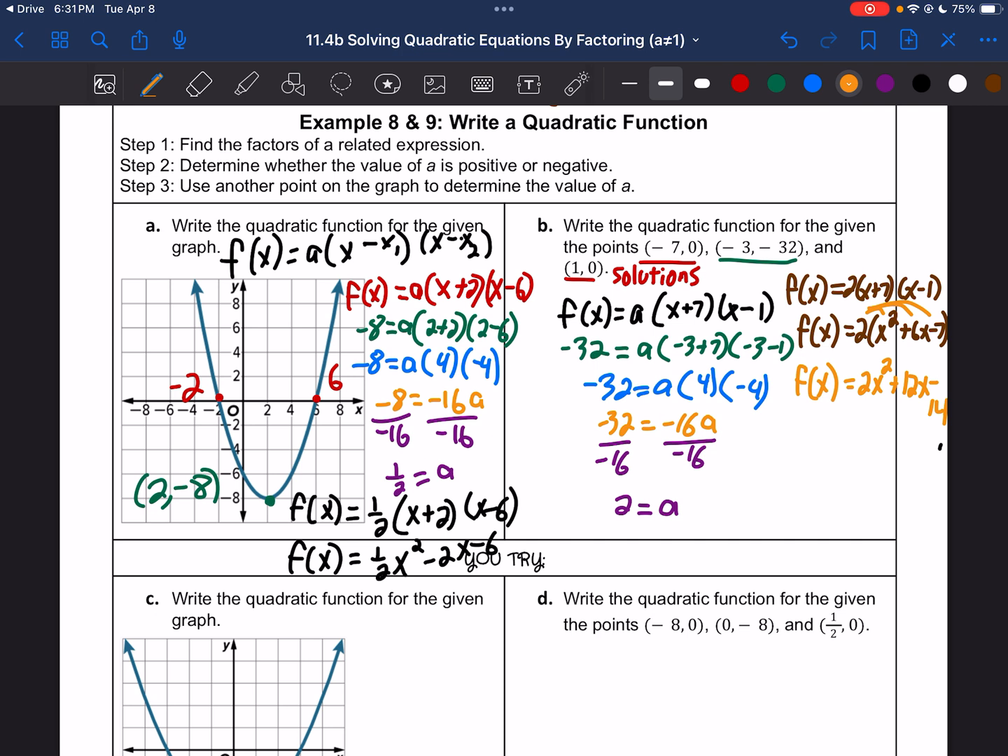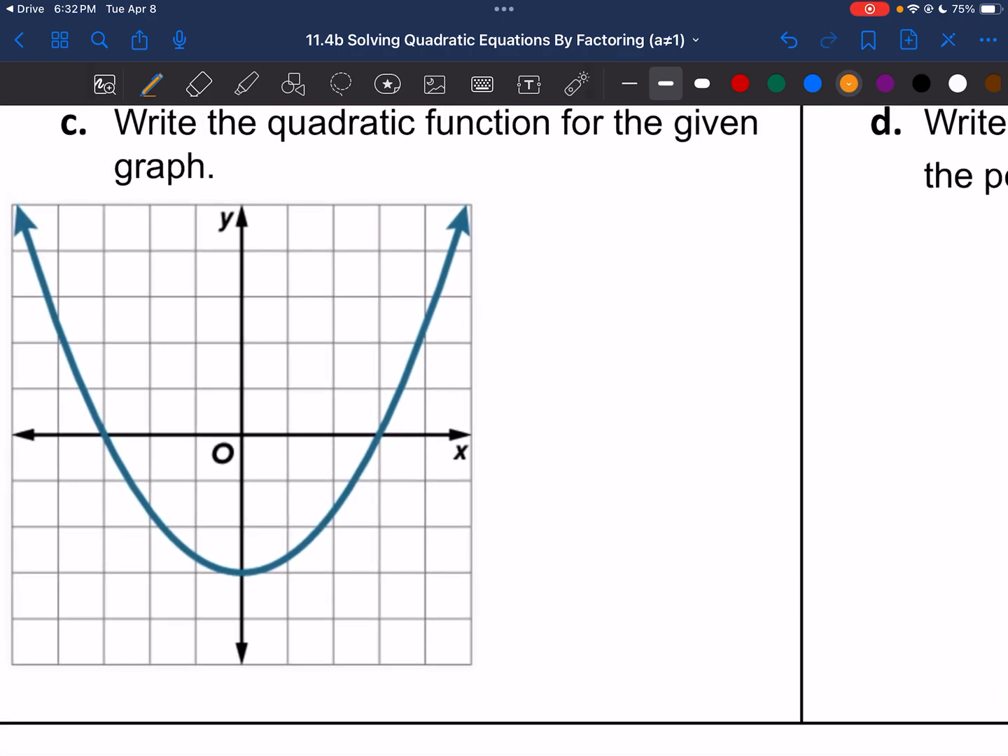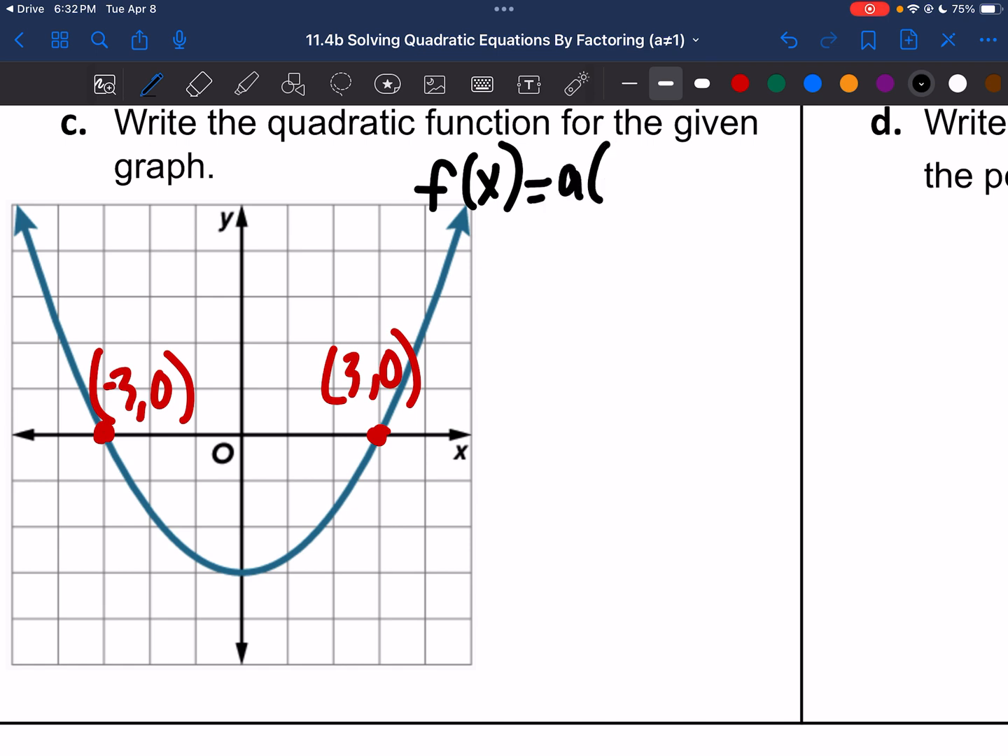All right. Letter C, we're going to write the quadratic function for the given graph. I have zeros at -3, 0, and I have a zero at +3, 0. So when I write my function, f of x is going to equal a times x plus 3, x minus 3, right? Because to get the negative value, we would need to add 3 to both sides. To get the positive value, we would need to subtract 3 from both sides.